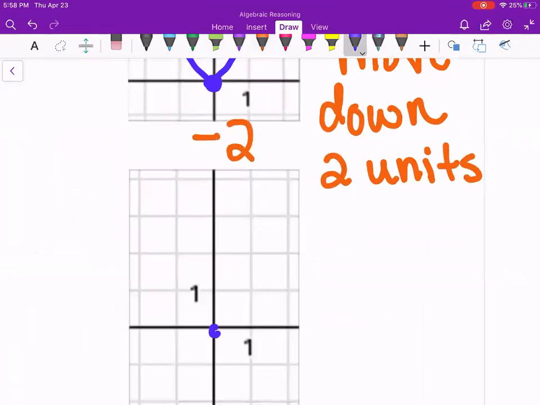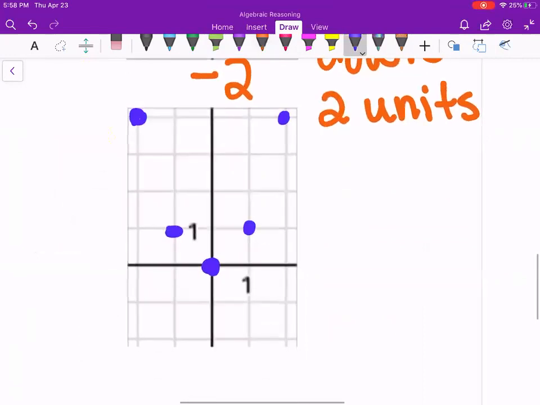So if I put our original 5 points so we can see how they move, we're going to take all 5 of these dots, shift them down 2 units.